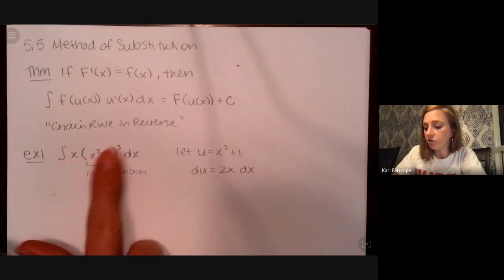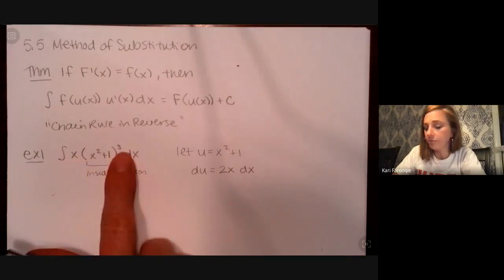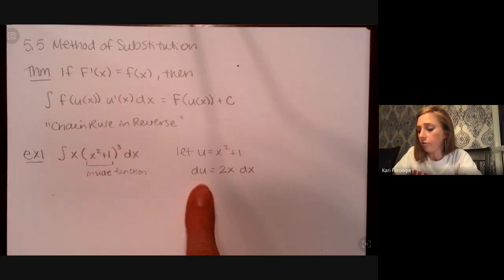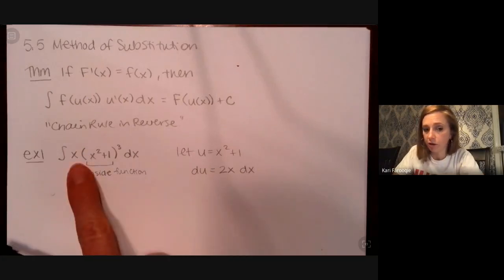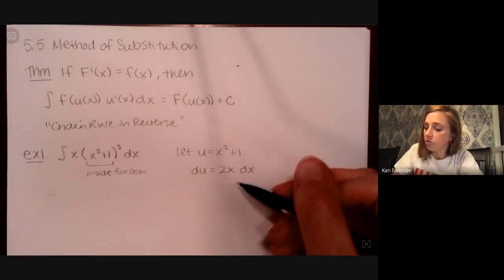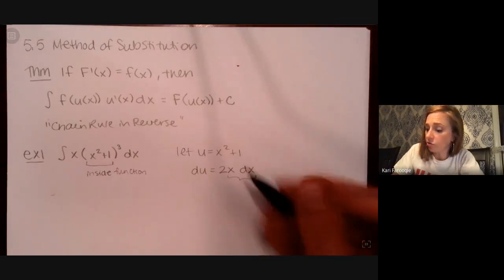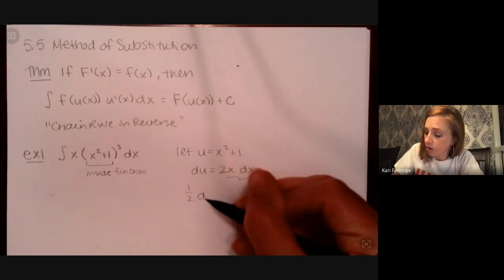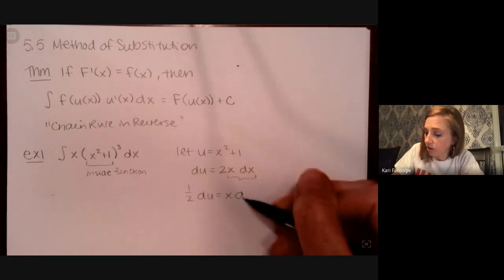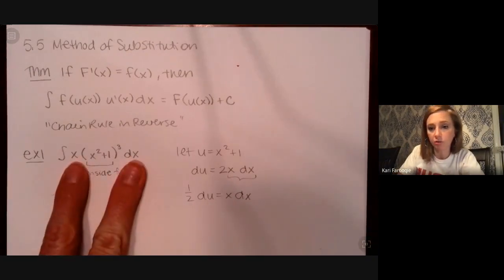You have an inside function cubed, and then you also have, in addition to that, an x dx. What you don't have is a 2x dx. You don't have two of them, you just have one of them. So what you're going to do is just match this up so that you have just x dx. And to do that, you're going to divide both sides by 2. You get 1/2 du is x dx. And this is going to take care of the x dx portion of your integral.